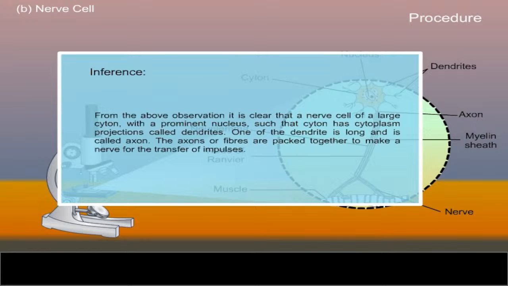Inference. From the above observation, it is clear that a nerve cell has a large cyton with a prominent nucleus, such that cyton has cytoplasmic projections called dendrites. One of the dendrites is long and is called axon. The axons or fibers are packed together to make a nerve for the transfer of impulses.